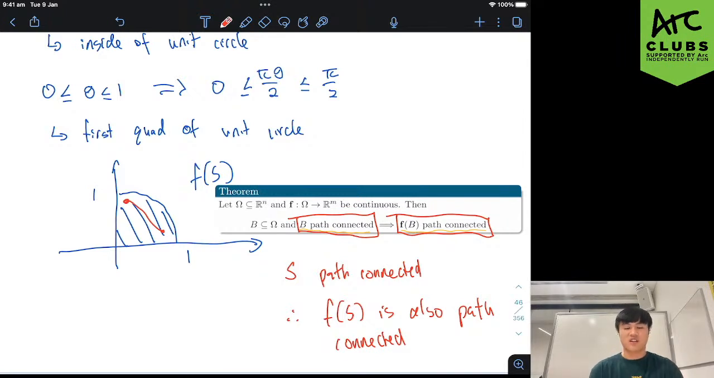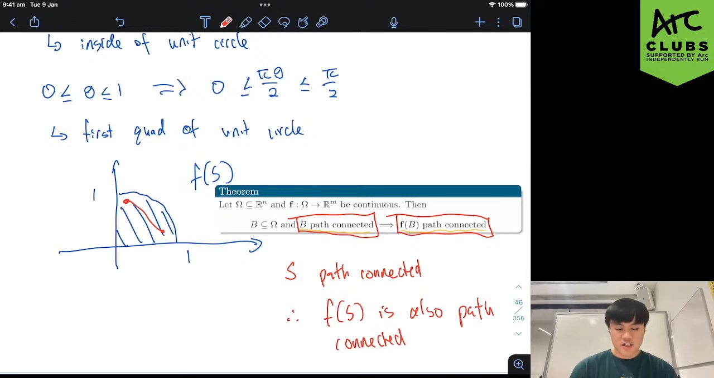You can go through the complicated process of constructing a continuous function which shows it is path connected, so just going by the definition. That would end up working, but it is a lot more complicated. So using this theorem would be a bit easier.